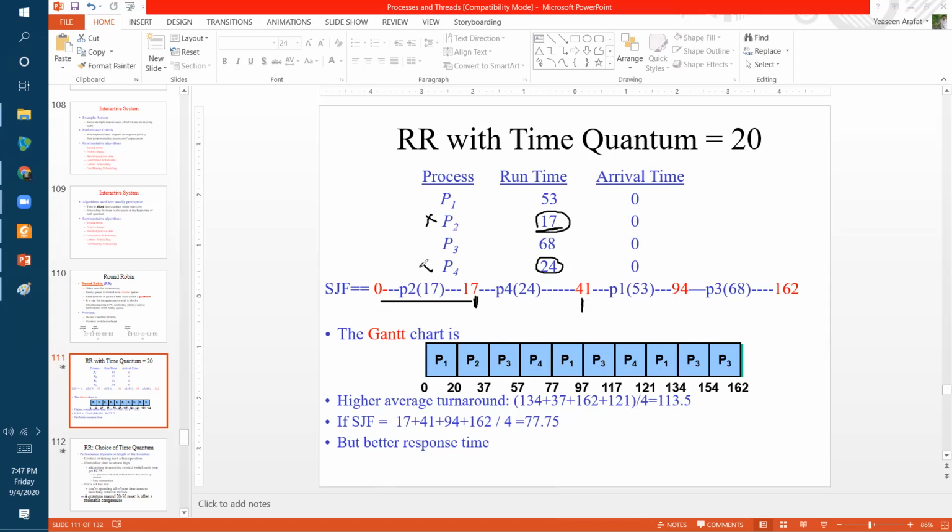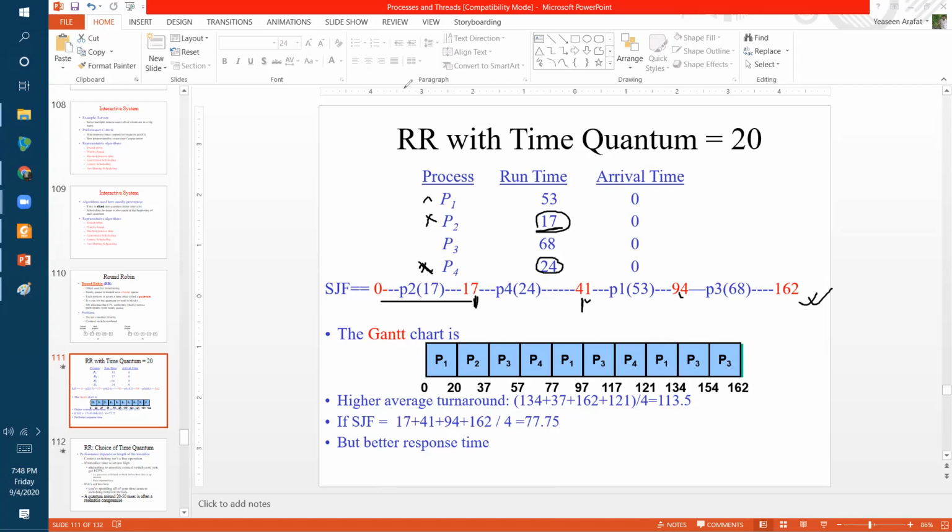Then P4 has done its job. Between P1 and P3, the scheduler picks P1 to finish its job. So after P4 is done, P1 will start and work for 53 seconds and end by 94. Then P1 has done also. So P3 will start its job as it has no competitor, and it ends at 162.